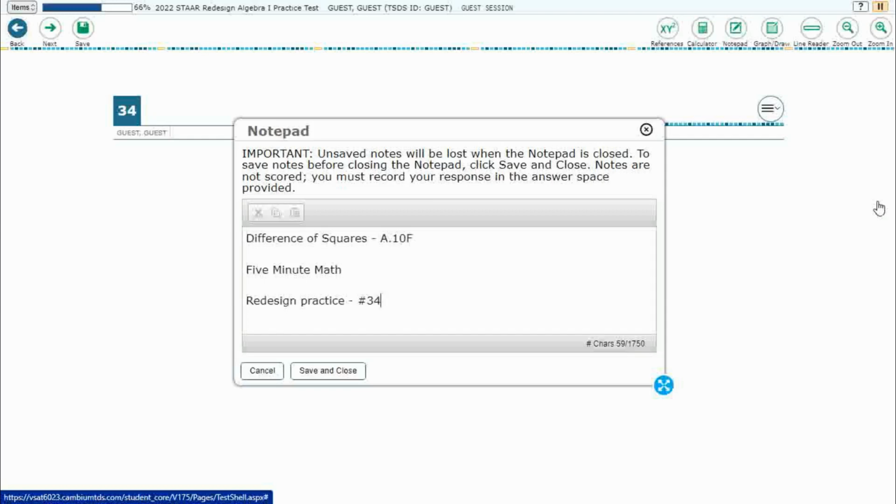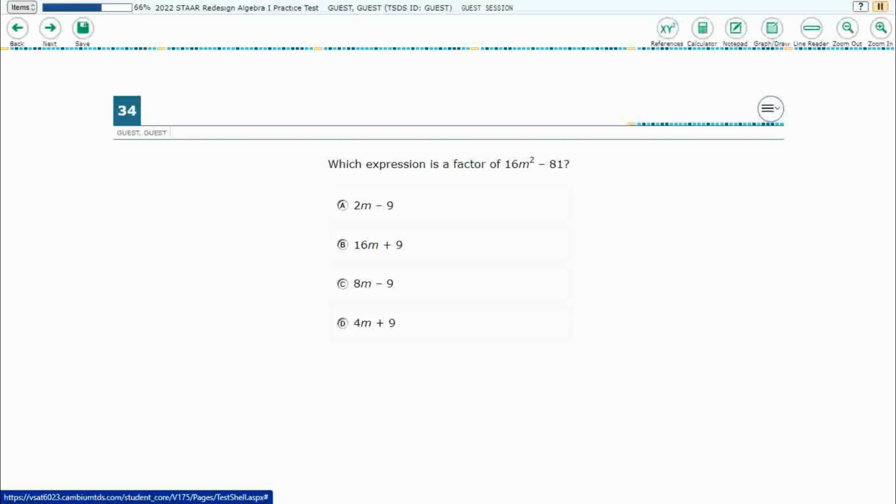Today we are looking at the Algebra 1 concept of difference of squares. This is standard A.10F in the great state of Texas, and we are using item number 34 of the Redesign Practice Online STAAR test. If you haven't done so already, please go ahead and take a moment to pause the video, work this problem out on your own, unpause it, and we will look at our answers together.